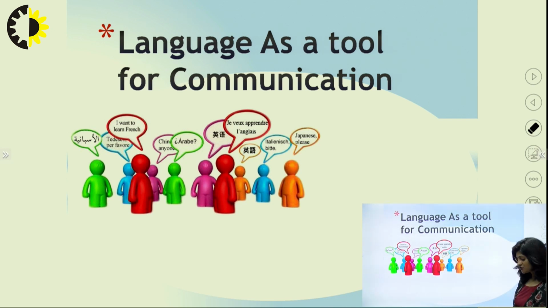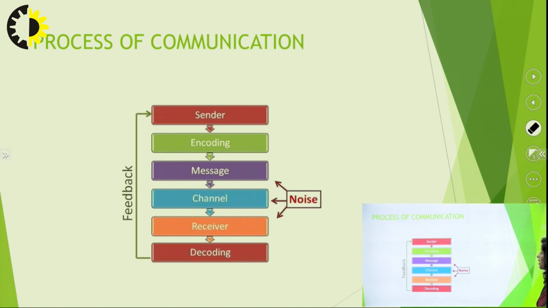So let's understand what the communication process actually is. These are the elements of the communication process: sender, encoding, message, channel, receiver and decoding. Let's first understand what a sender is. This is the person who initiates the communication process. This is the person who has some idea in his mind. Obviously, this person has to give a physical form to that idea. So he uses some words to give a physical form to his idea.